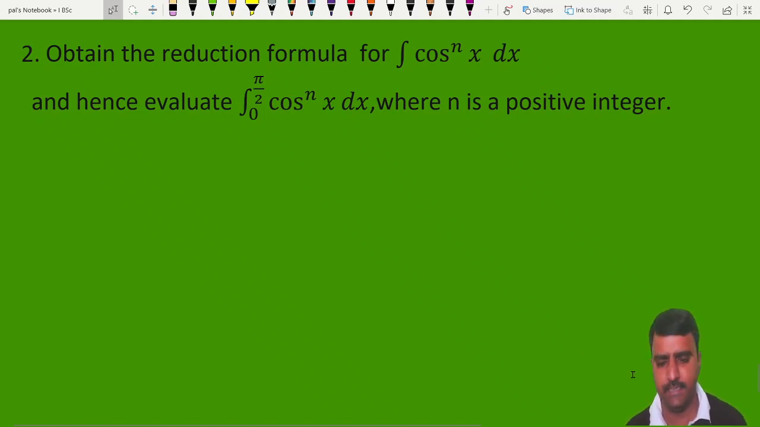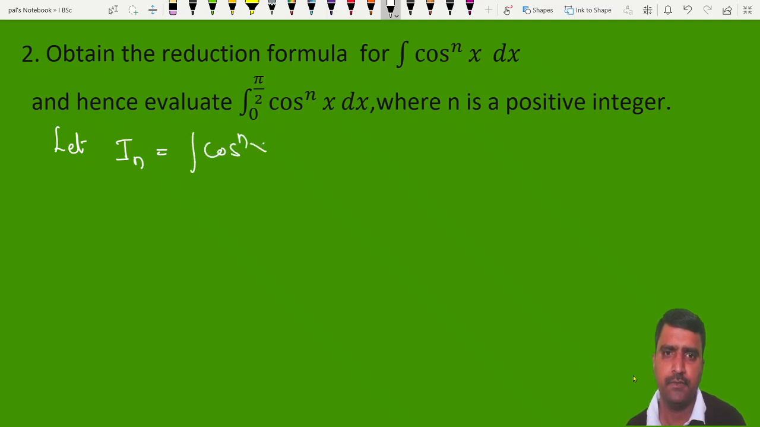Okay, so let us take I n is equal to the integration of cos to the n x dx. Here you write this I n as the integration of, you write this cos to the n x as cos to the n minus 1 x into cos x into dx.